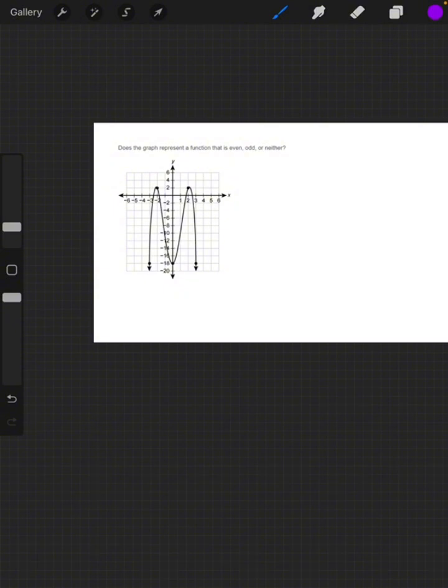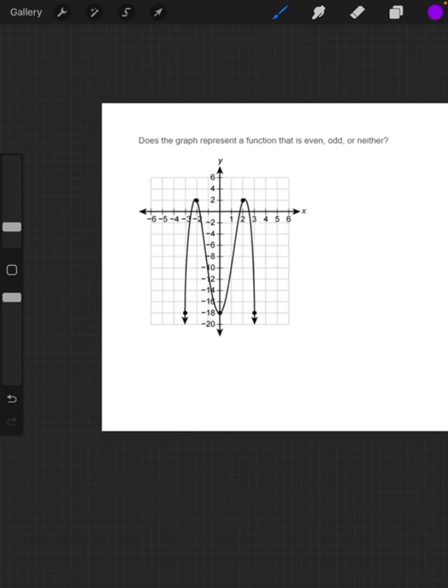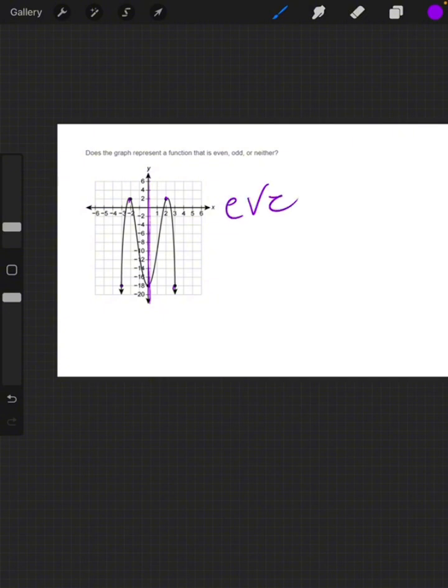So, for the last one, to determine an even function, it has to be symmetrical over the y-axis. So here we have a point right here, a point right here, a point right here, a point right here. It meets right there. If you fold it in half, it looks like it would be symmetrical, so then it would be even.